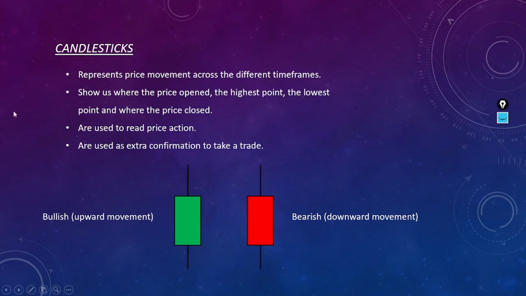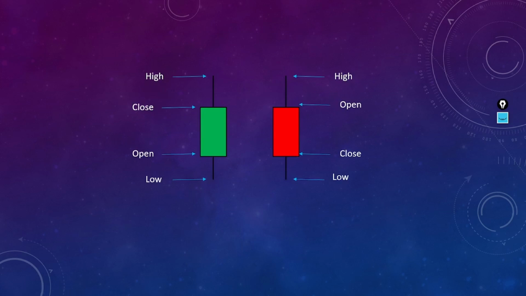So here we have bullish movement represented by the green candle, and bearish movement represented by the red candle. Bullish is moving up, so all the upward moves would be represented by the green candle, and all the moves heading down would be represented by the red candle. Here we have a diagram showing the different points for each candle.